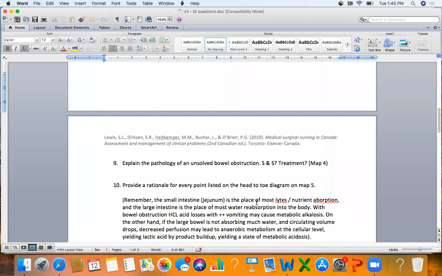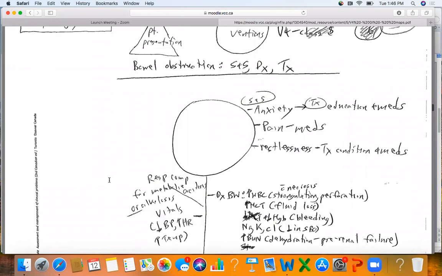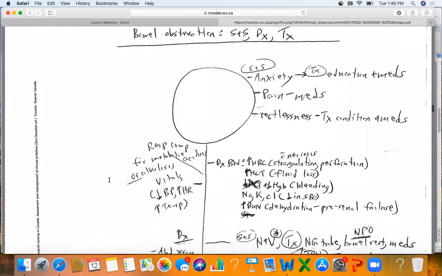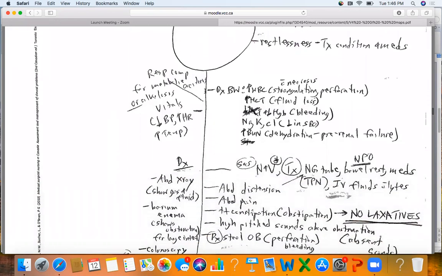Finally, we're looking at this head-to-toe diagram on 5. I'm only going to talk about the things that aren't obvious for bowel obstruction. White blood cells can be high because of trauma in general, surgery. Of course, if there's a perforation, that can cause infection. So there's lots of reasons why white blood cells could be high.